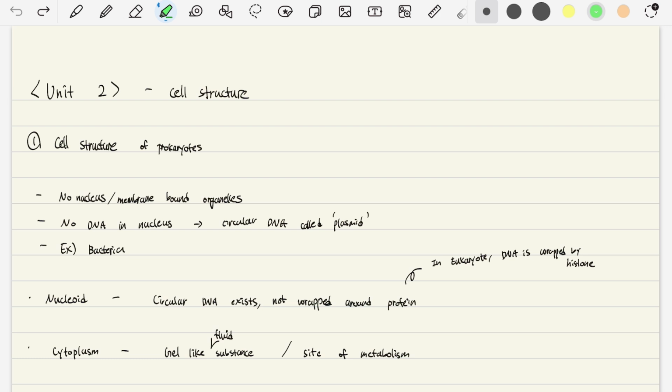1, the cell structure. This part will be divided into two parts, and the first one will be about prokaryotes, and the second part will be about eukaryotes. Let's dive in. So to start with, we're going to look at the cell structure of prokaryotes.